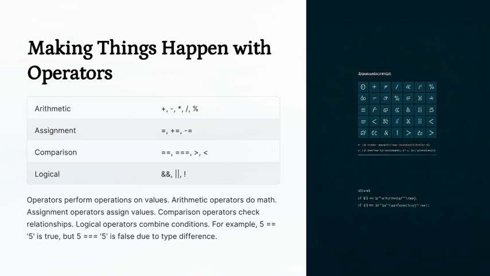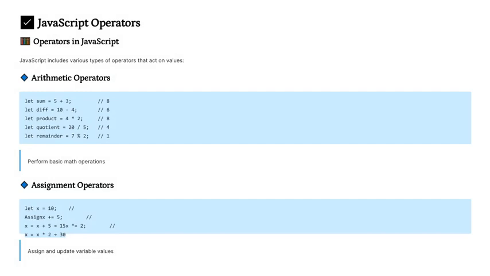We'll look at examples of each operator type to see how they can be used to control the flow and behavior of our applications. Understanding how to effectively leverage these operators is key to writing powerful and expressive JavaScript code. JavaScript has a variety of operators that allow us to perform different types of operations on values. The first set are the arithmetic operators, which let us do basic math like addition, subtraction, multiplication, division, and finding the remainder. These are straightforward operations that you're likely familiar with from math class.